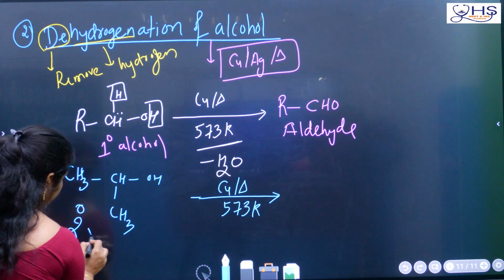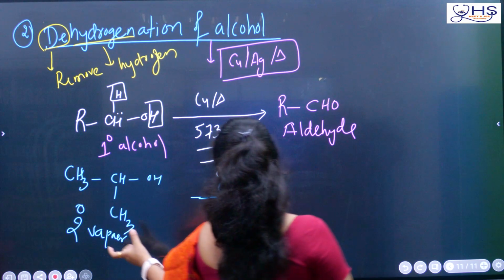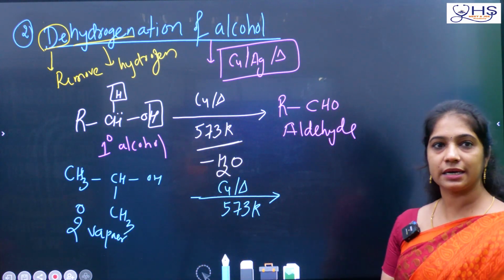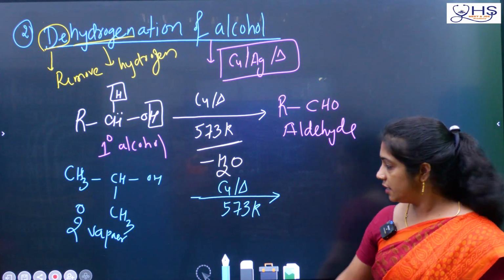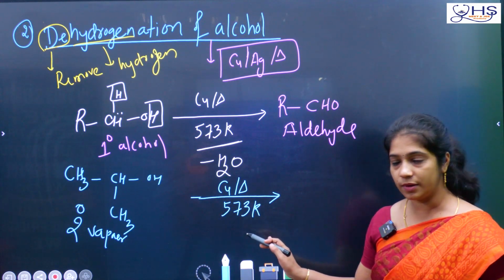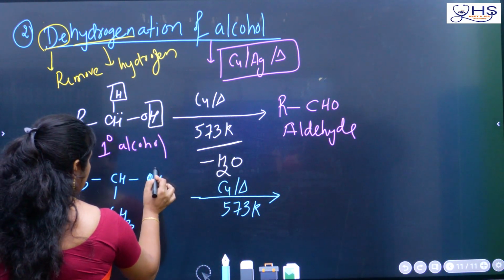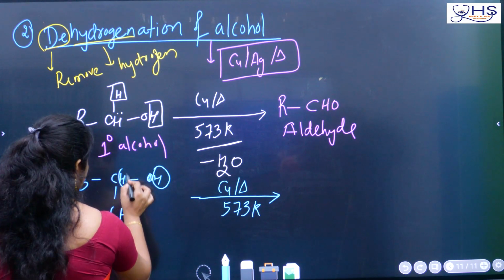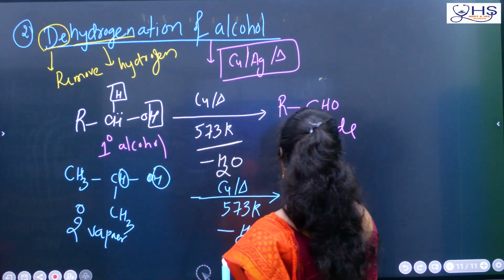See, listen to the words and note down also how the questions are coming. After the chapter finishes, we will practice all the previous year questions also. First we will deal with the theory, then we will practice. When vapors of secondary alcohol pass through the heated copper, what will happen? Dehydrogenation will happen. Dehydrogenation means removal of hydrogen. This hydrogen and this hydrogen will be removed in the form of H2. Then what will be the product?